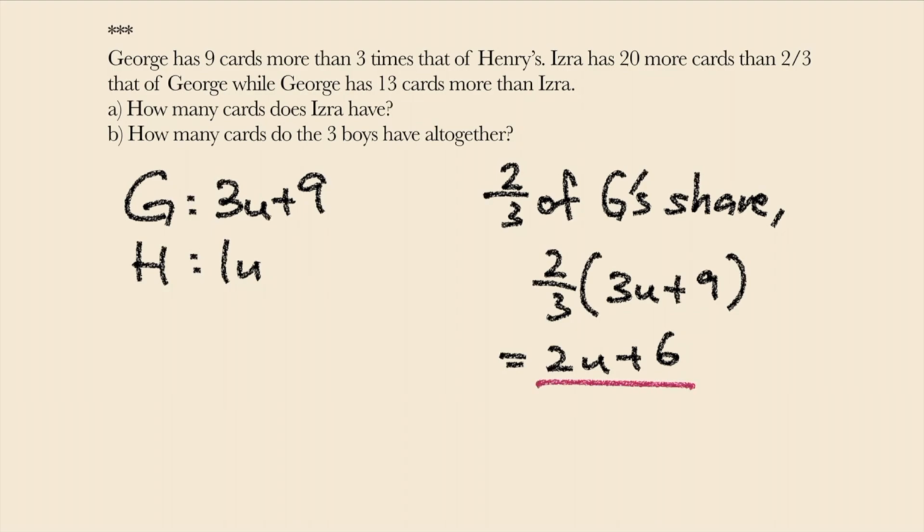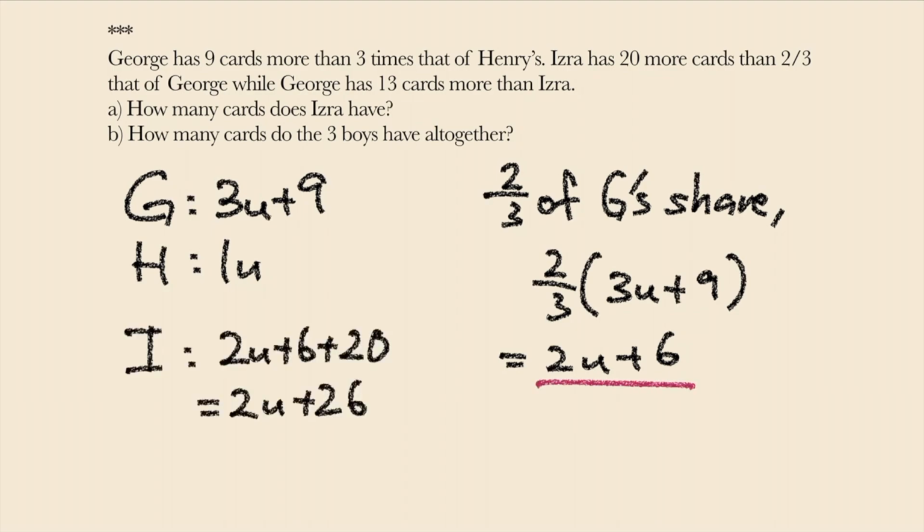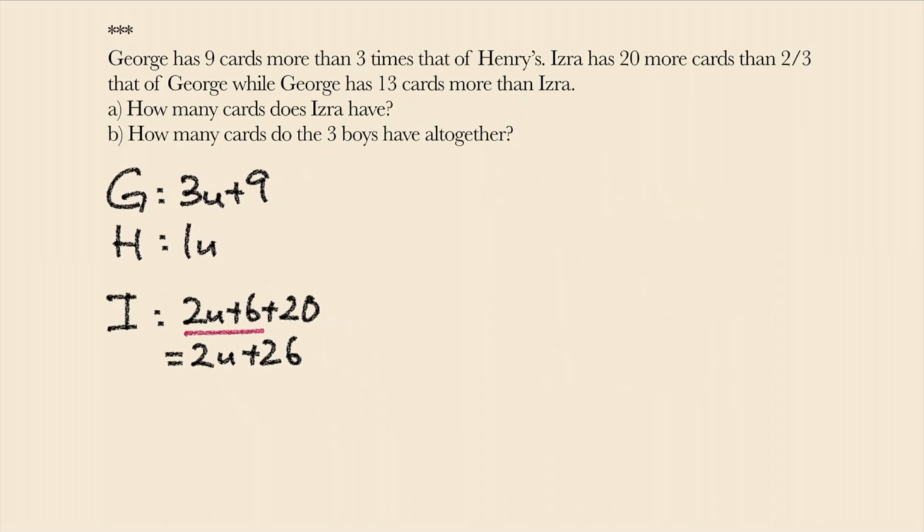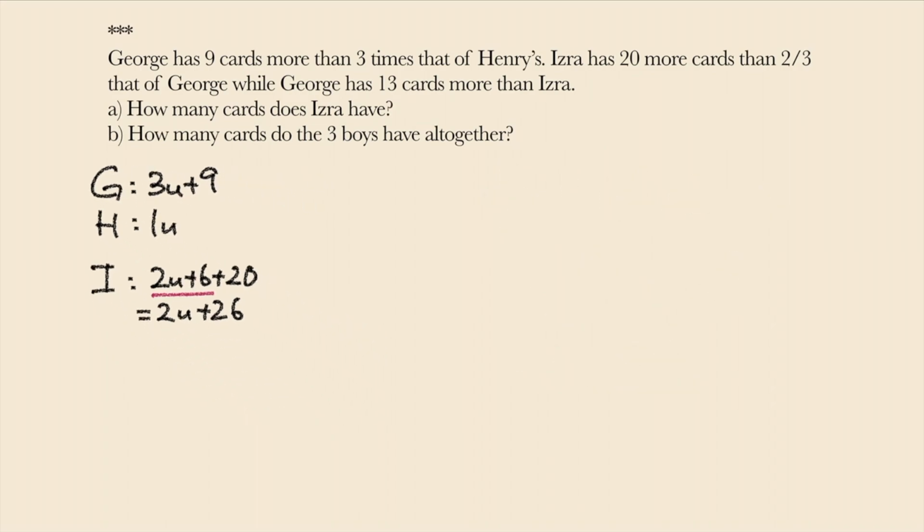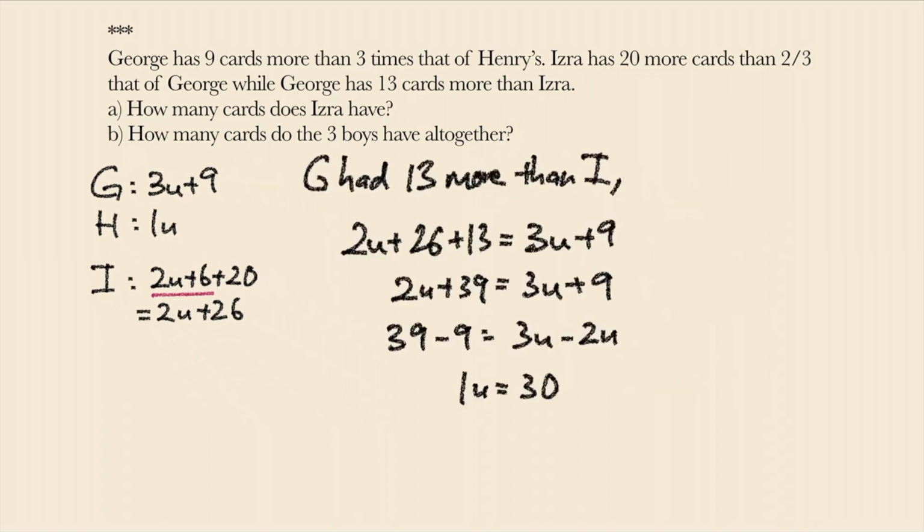Now, what does Israel have? Israel actually has 2u plus 6, yes, but on top of that, 20 more than 2/3 of George. So he actually has 2u plus 26. So again, making everything clear on the left side. Now, George actually had 13 more than Israel. So comparing George and Israel, that's 20 more. Now, hang on. Oh, sorry, 13 more.